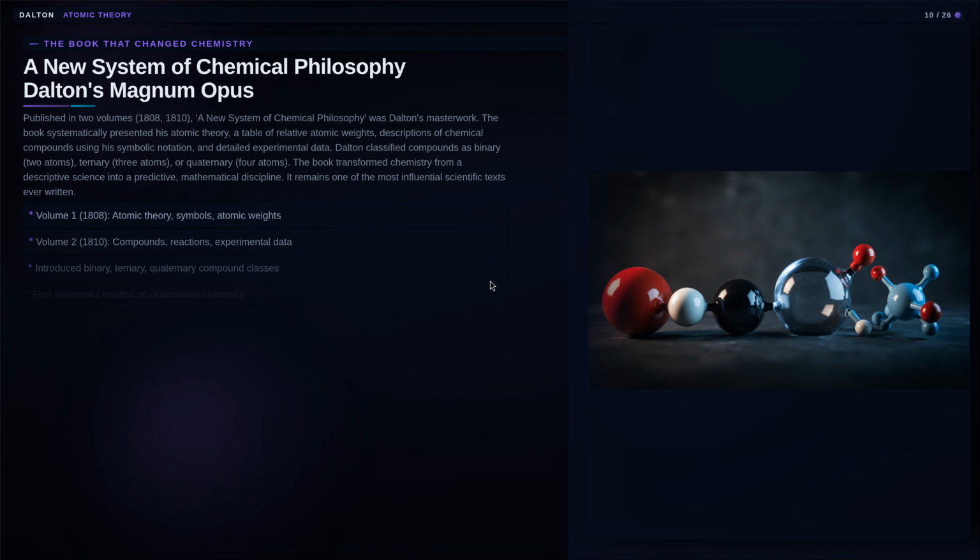Published in 2 volumes in 1808 and 1810, A New System of Chemical Philosophy was Dalton's masterwork. The book systematically presented his atomic theory, a table of relative atomic weights, descriptions of chemical compounds using his symbolic notation, and detailed experimental data. Dalton classified compounds as binary, ternary, or quaternary based on the number of atoms. The book transformed chemistry from a descriptive science into a predictive, mathematical discipline. It remains one of the most influential scientific texts ever written.